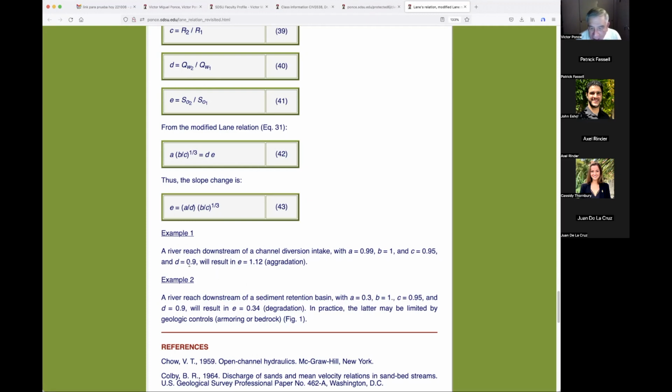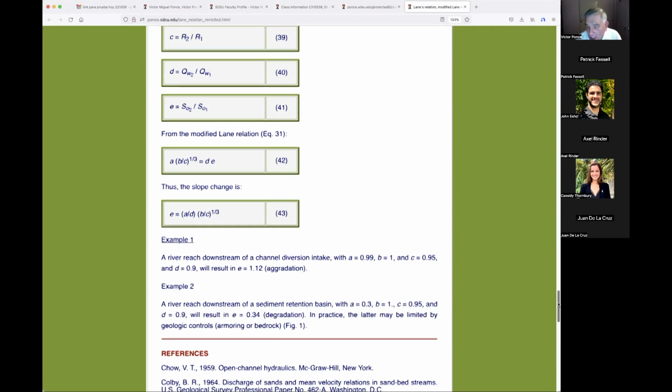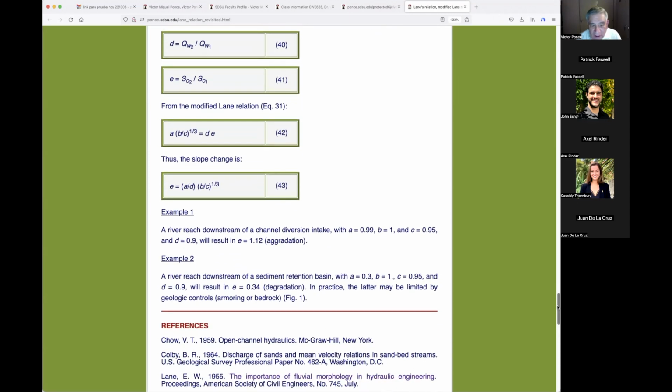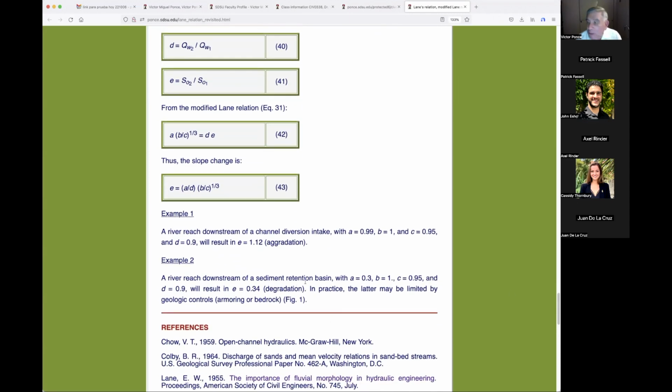And likewise, another example here, the same way, but instead of putting 0.99, now we're going to put 0.3, which is a substantial decrease in sediment discharge, 30%. It came down from post-development to pre-development to 30%, because the sediment retention basin caught 70% of the discharge. That's just a number to show the trend of the calculation of these equations.